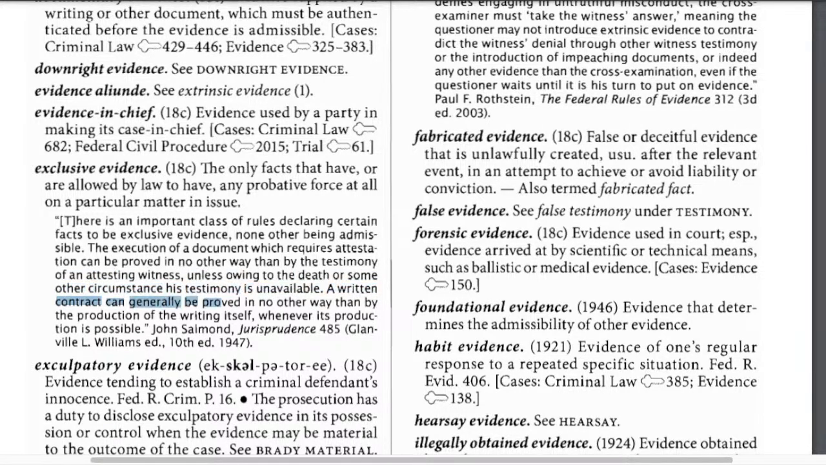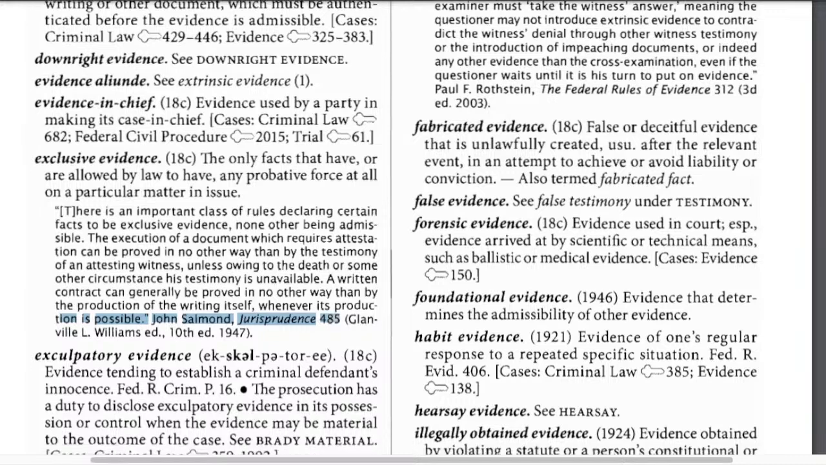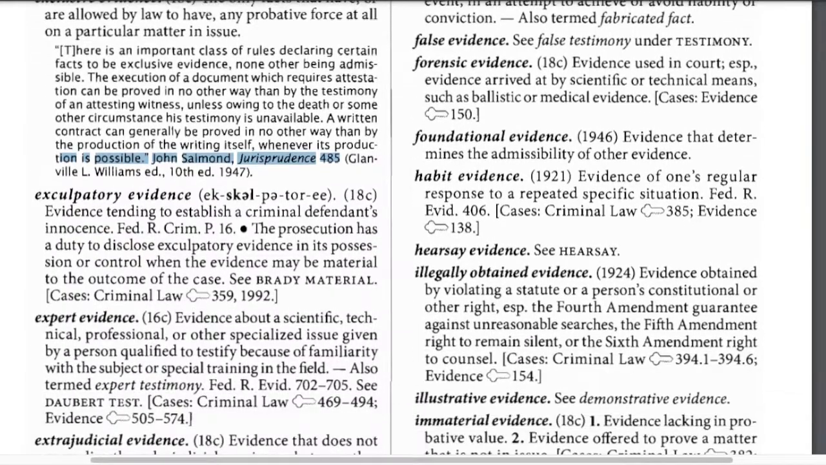A written contract can generally be proved in no other way than by the production of the writing itself, whether its production is possible. The writing itself. That comes from John Salmon's jurisprudence. And there's exculpatory evidence: evidence tending to establish a criminal defendant's innocence. That's from the 18th century. The prosecution has a duty to disclose exculpatory evidence in its possession or control when the evidence may be material to the outcome of a case. See Brady material, case law.